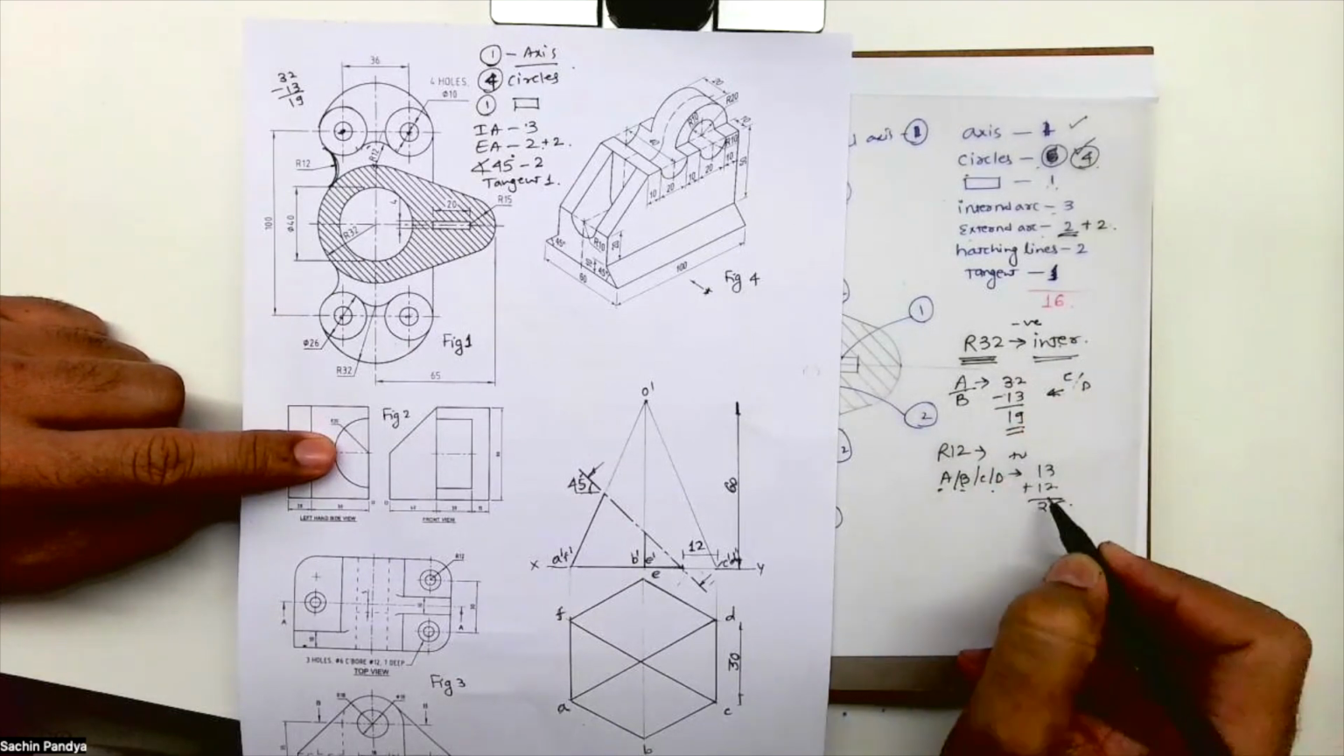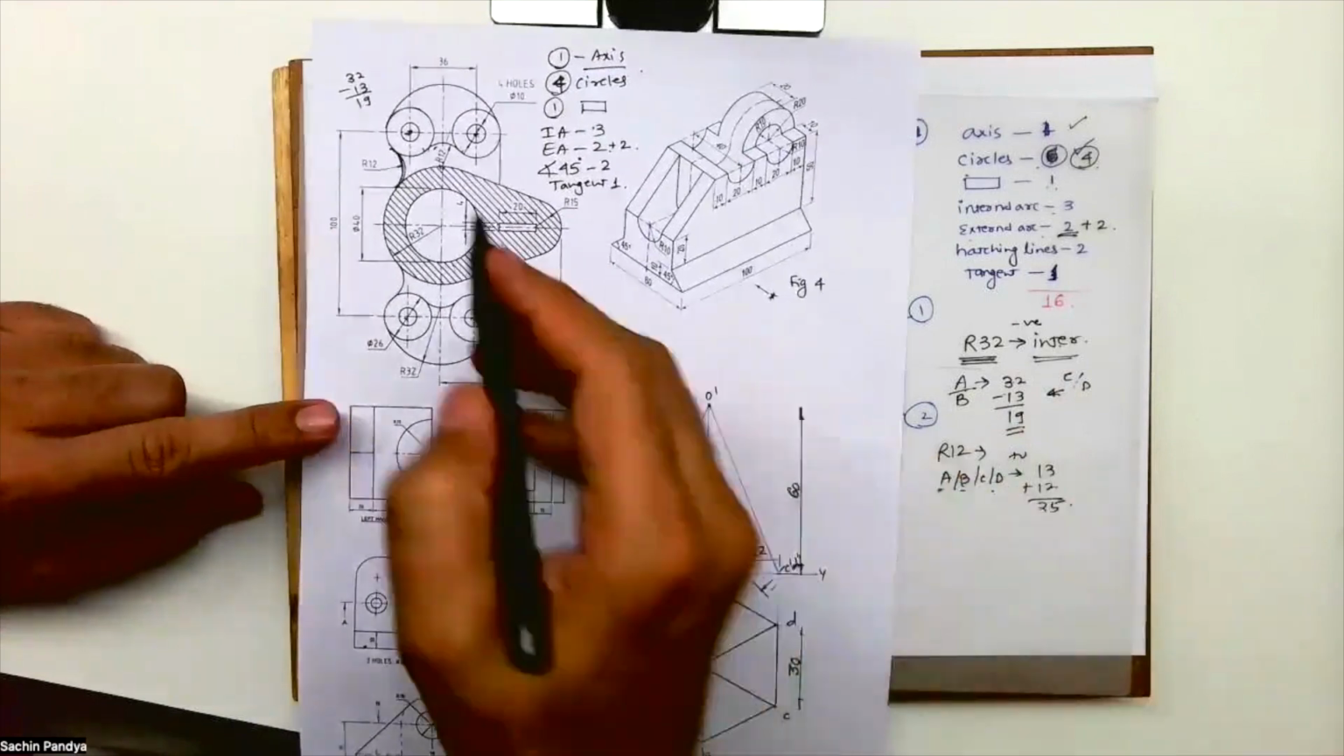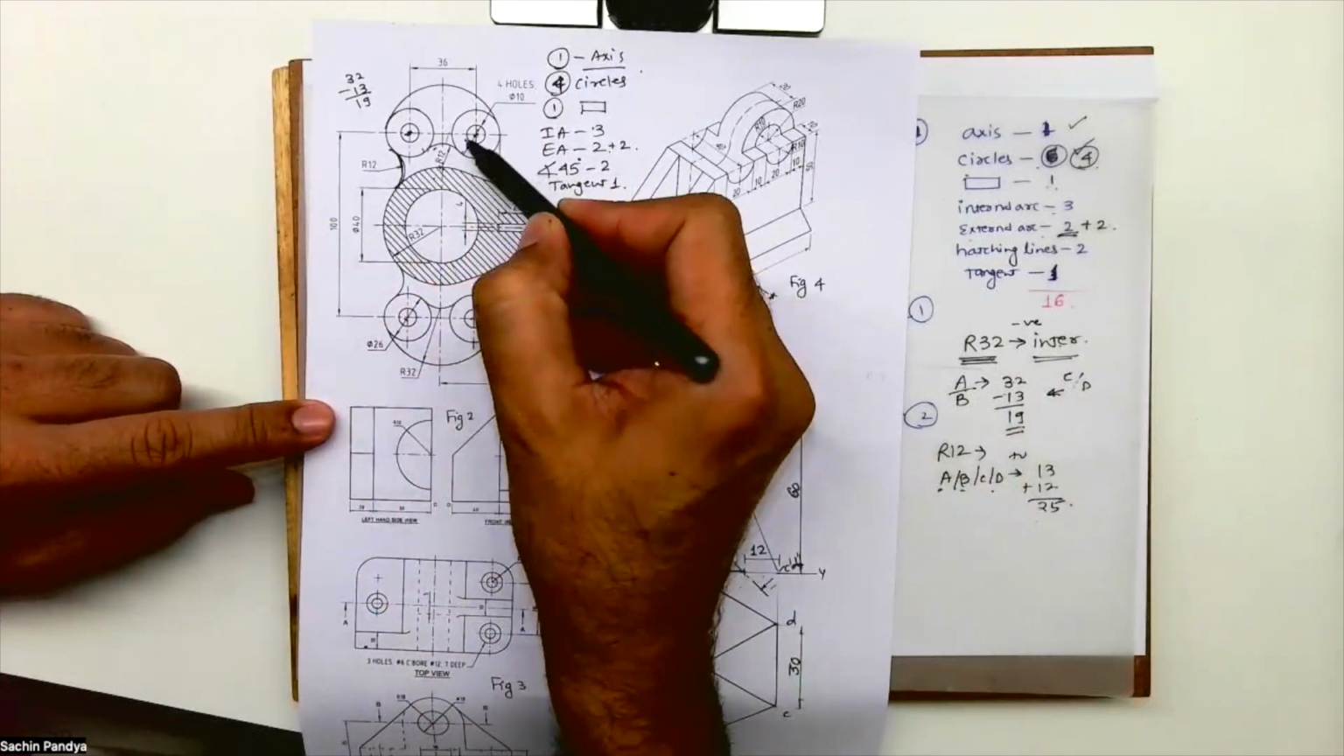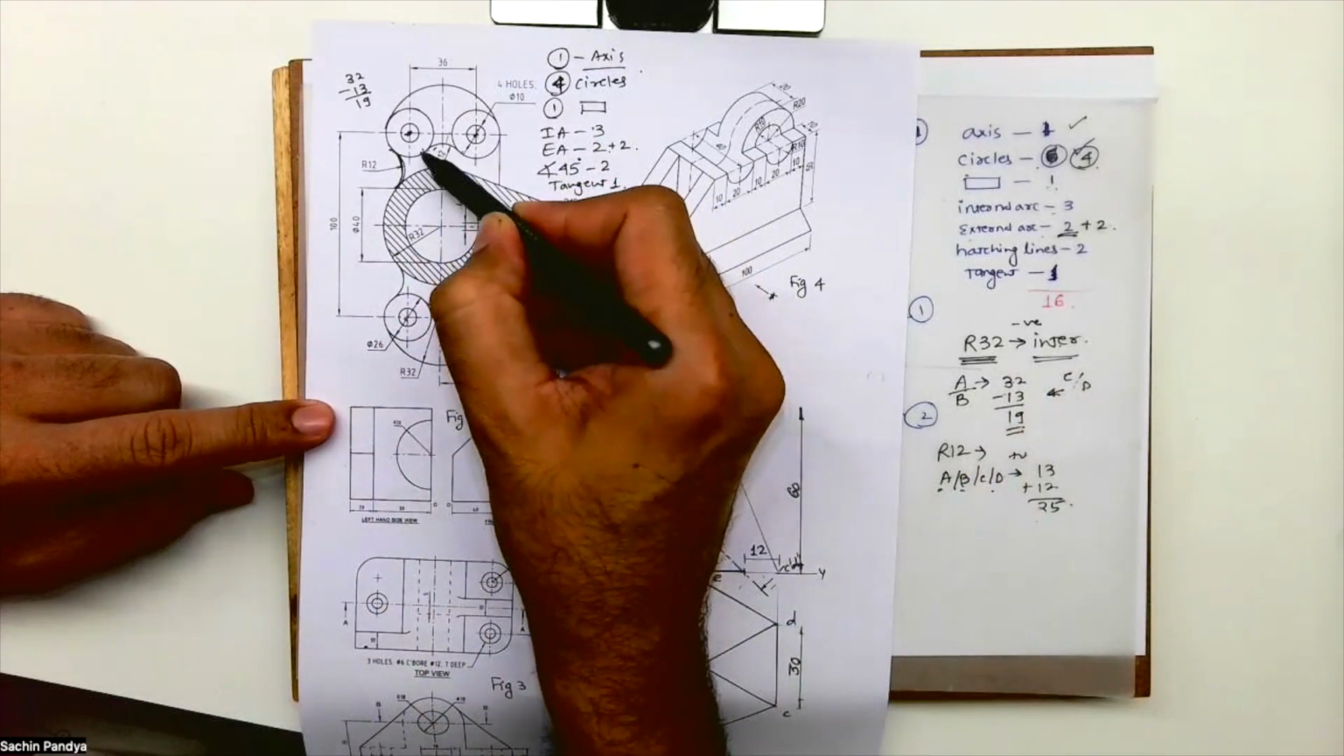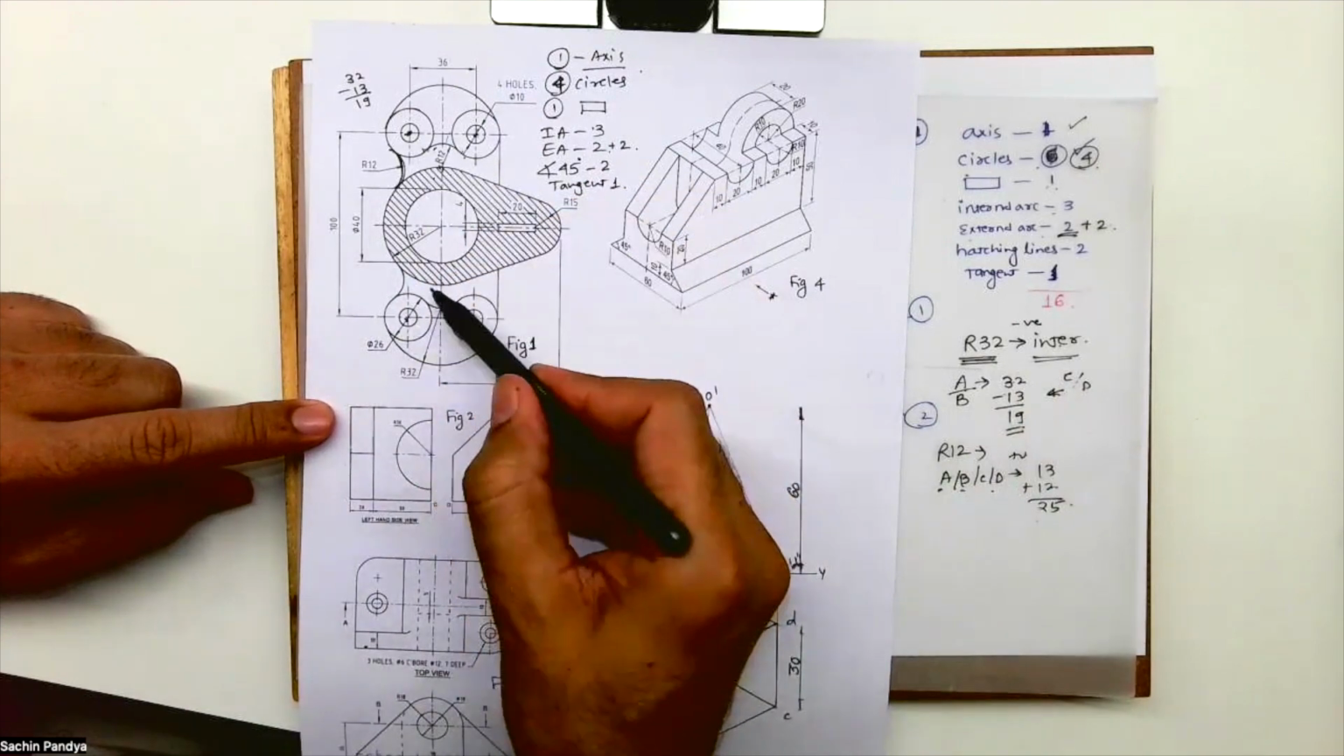So in this we will add. So we will get 25. So from A, I will cut 25. From B, I will cut 25. Wherever they intersect, from there I will cut 12. Same with C and D.